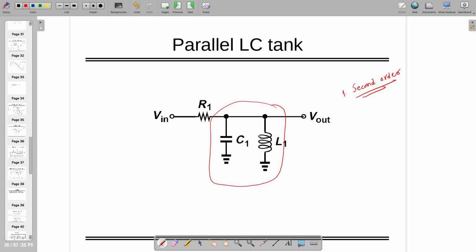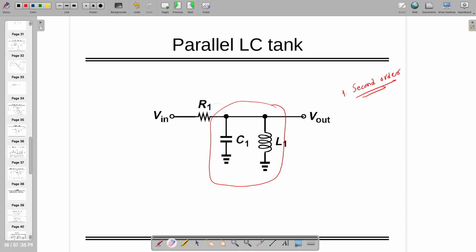Yeah. So we have four different possibilities. One is low pass, high pass, band pass and notch. So which one do you think it will be? So, band pass or notch?